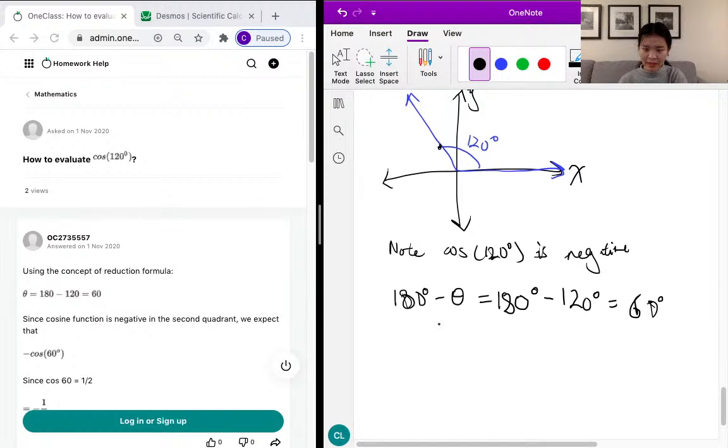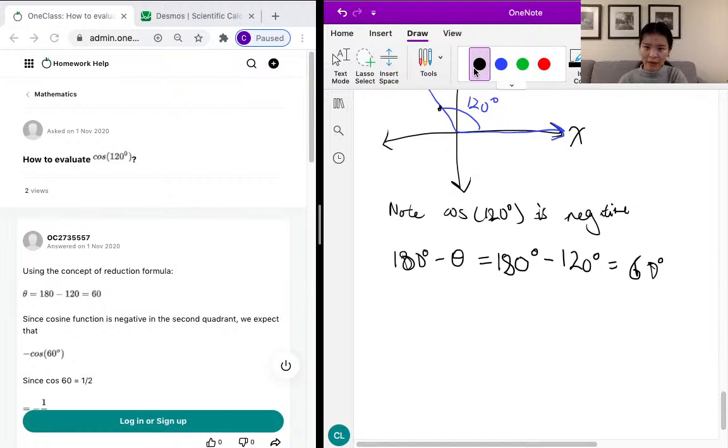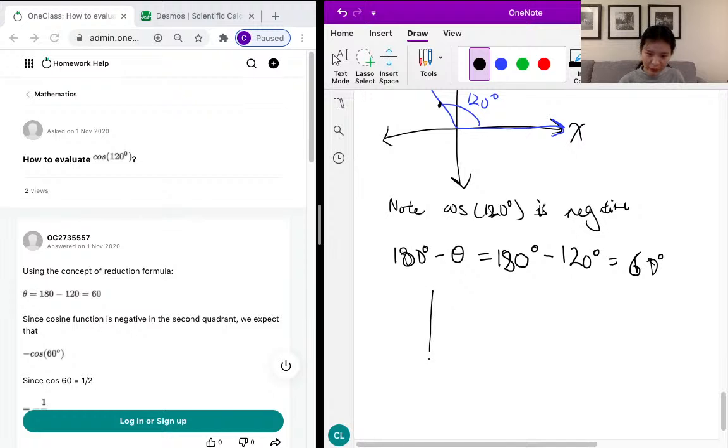Okay, so the reference angle is 60. Now we just need to use the special triangle to find the exact value. We have two special triangles. The one we need to use here is the triangle that has the angle 60, which is this triangle over here.